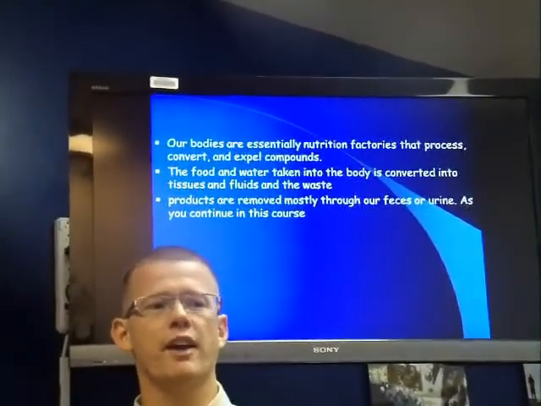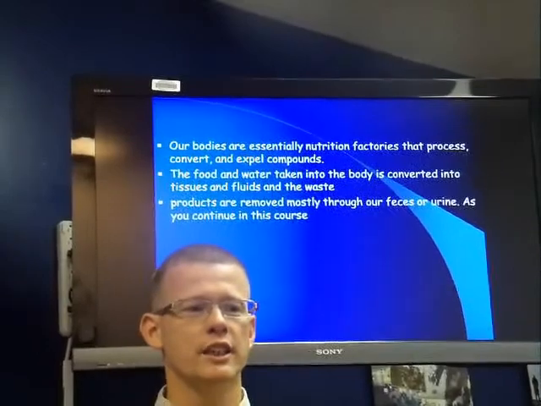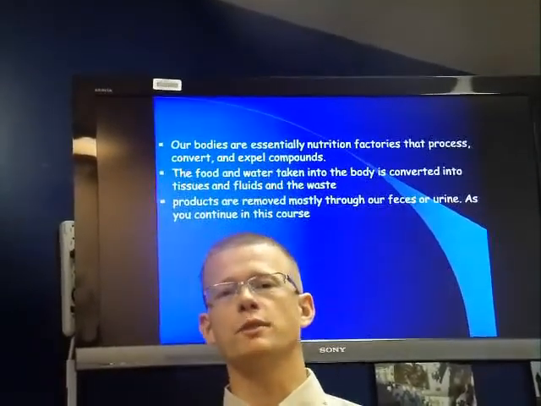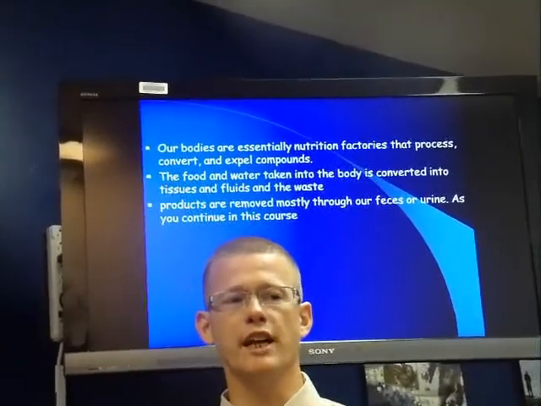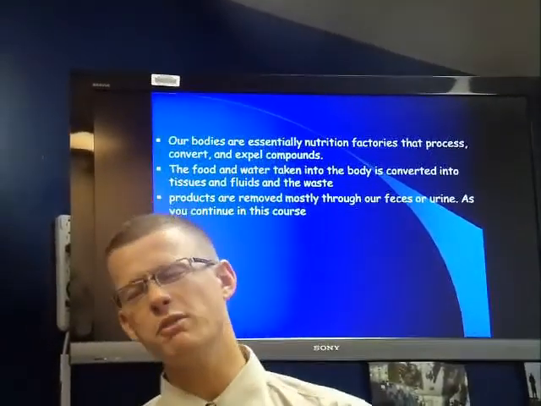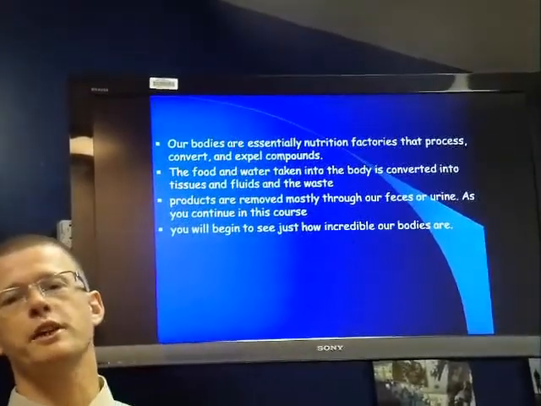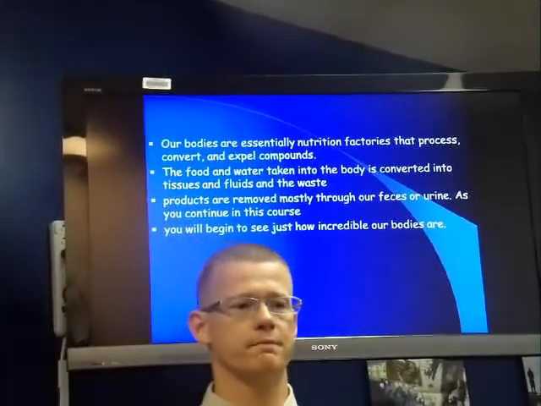An example of this factory and this conversion process: things like food and water can be taken into the body, and then we take it through some metabolic reactions. We're going to convert that into tissues and fluids, and again we have a waste product left over. And then, of course, we remove those wastes through things like feces and urine.